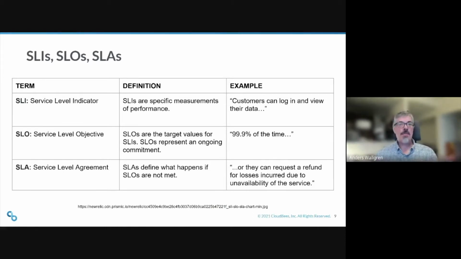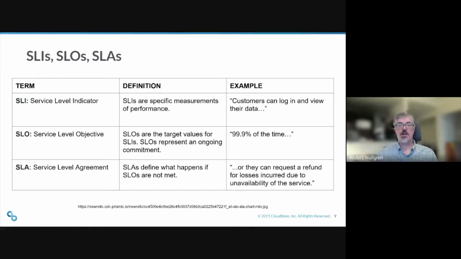Now, around that indicator, we want to derive an objective, and really that's a target value for this indicator. It represents an ongoing commitment that we want to keep this indicator in a particular range, or above or below a certain number. So in this case, continuing to build our sentence here: 99% of the time. So customers can log in and view their data 99% of the time.